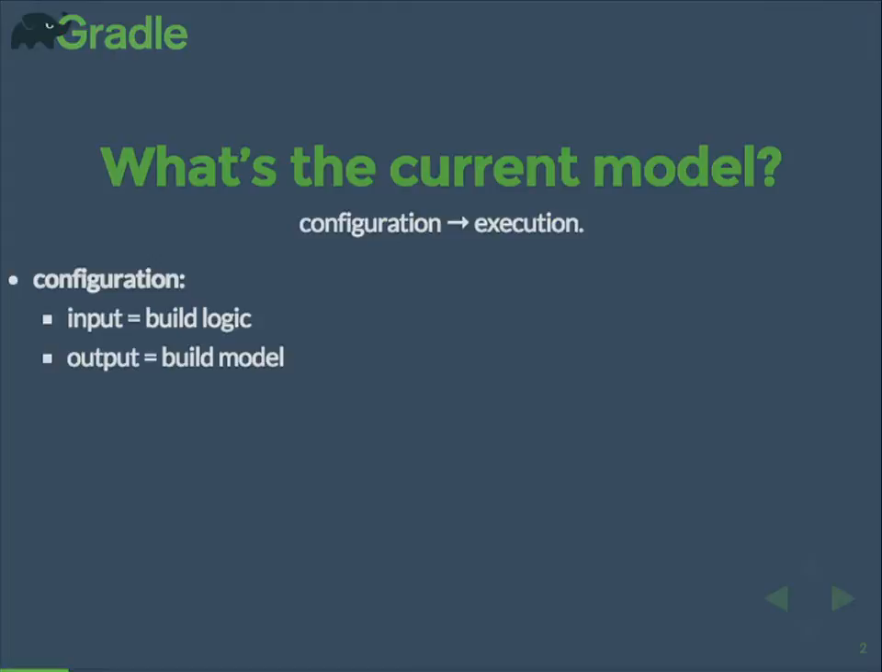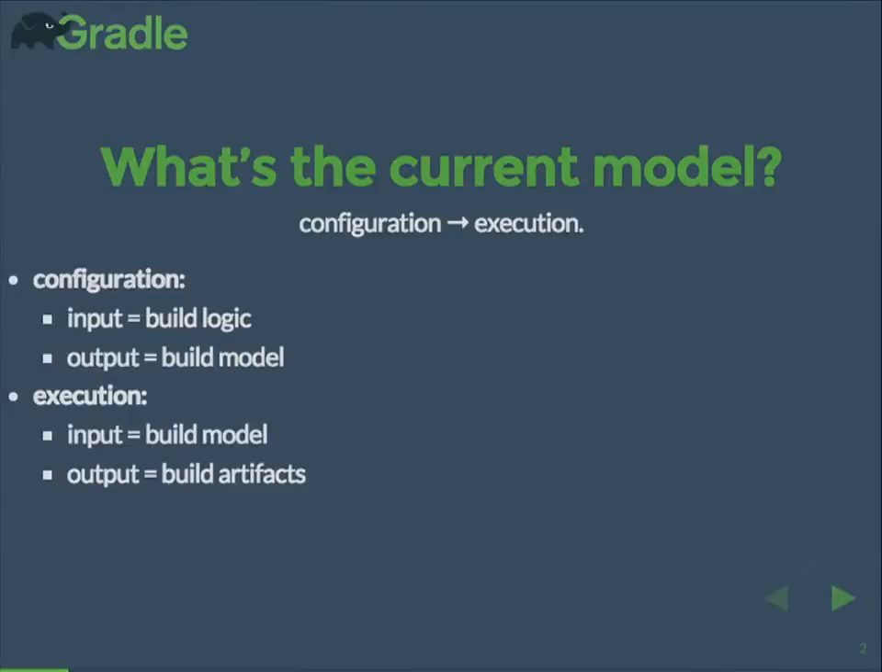So we execute the build scripts, etc. And at the end of that, what we get is the build model, which is the description of everything that could possibly now happen with this build. So we take all the logic, put it through a big filter, a function effectively, and then we get a description of things we can do.